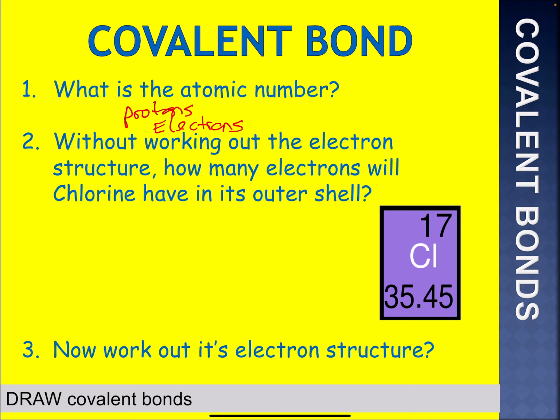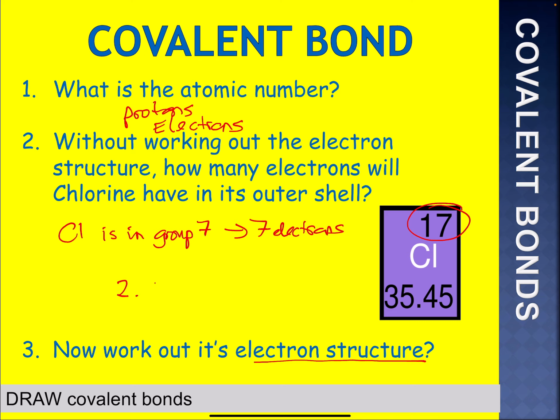how many electrons will chlorine have in its outer shell? Well, chlorine is in group 7. This means it will have 7 electrons in the outer shell. And to work out its electronic structure, it has 17 electrons. So 2 will go in the first shell, followed by 8, followed by 7, totaling 17 electrons. Moving on.